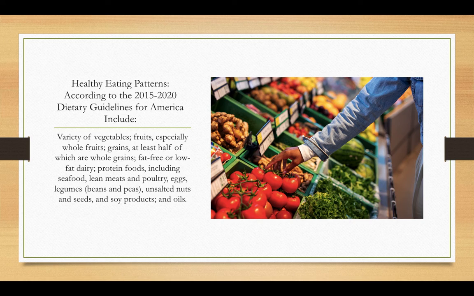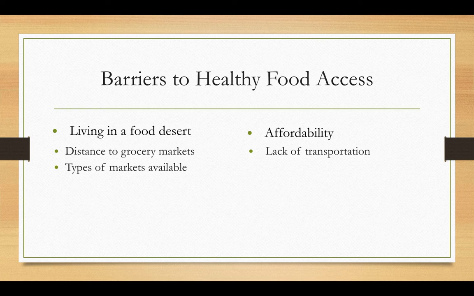According to an article by the University of Delaware, research shows that access to affordable, healthy food promotes better nutrition and healthy eating habits. There are several barriers that limit access and availability of healthy foods. These are living in a food desert, the distance to grocery markets, the types of markets available, affordability, and the lack of transportation. These barriers are all disparities felt in low-income communities.